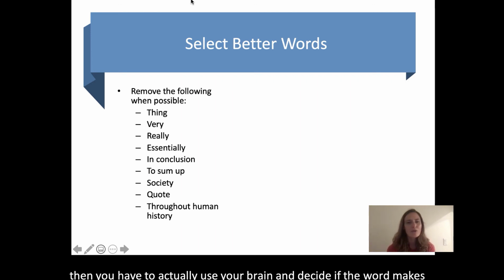Thing. Almost always, there's a better word. Very, just get rid of very altogether. Really, get rid of that. That's an intensifier. You don't need it. Essentially, that's on the list of most teachers' most hated words, essentially. In conclusion, we know it's your conclusion because it's your conclusion, so get rid of in conclusion. To sum up, that just sounds like kind of juvenile high school writing.